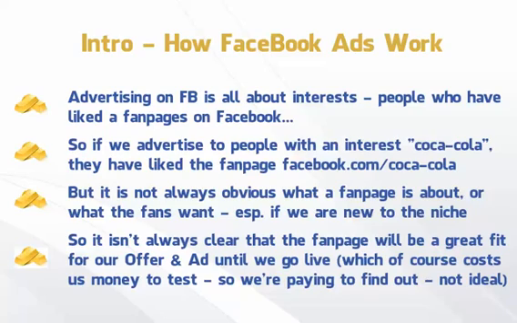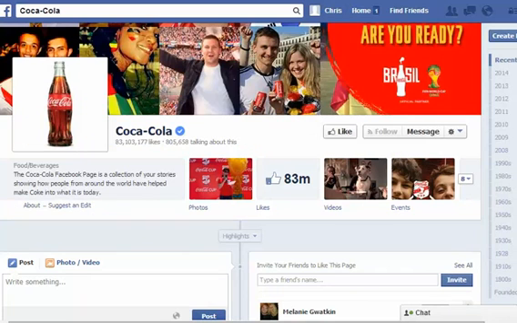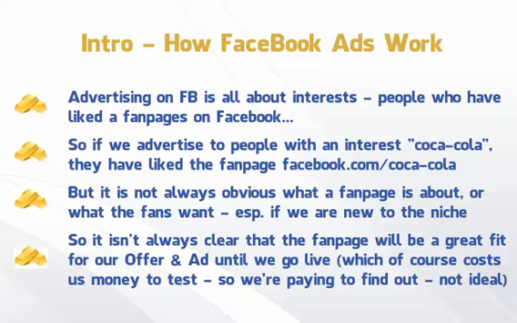It's about advertising and targeting people who've liked particular fan pages on Facebook. So the idea is if we advertise to people with an interest, let's say Coca-Cola, then that means they've liked the fan page for that particular product, which is this one here. Now, Facebook also includes people who've commented about Coca-Cola on other pages, but predominantly, if we target a particular interest, it's because people have liked a particular fan page. So with Facebook ads, we're basically targeting people who've liked fan pages. You can imagine the fan pages that we choose are very important, and in fact, it can be the difference between a successful campaign and a failing campaign.